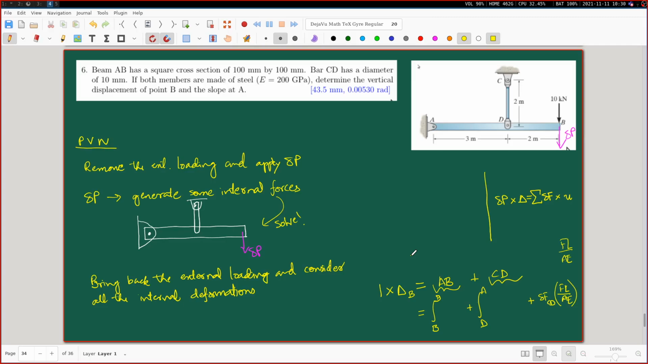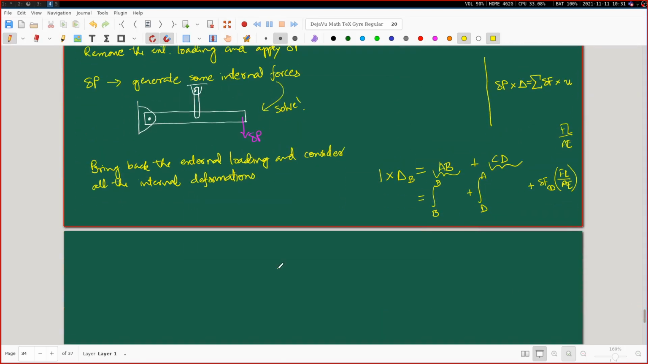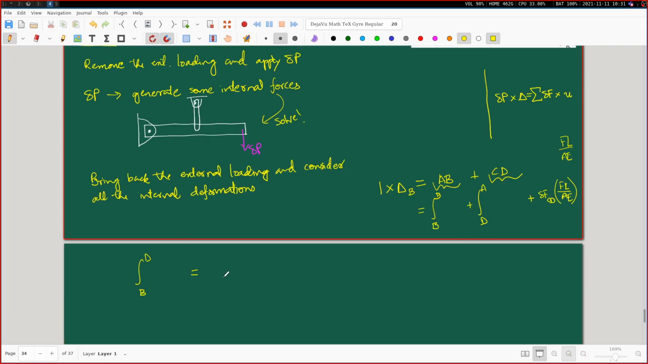All right, first of all, you tell me, okay, maybe if I just ask you in this abstract fashion, nothing will be clear. You just tell me for this BD part. Okay, for this BD part, let me go to this new page and tell me. Just for this integration for this BD part. What should I write? You consider this structure together with the 10 kilonewton force and tell me.